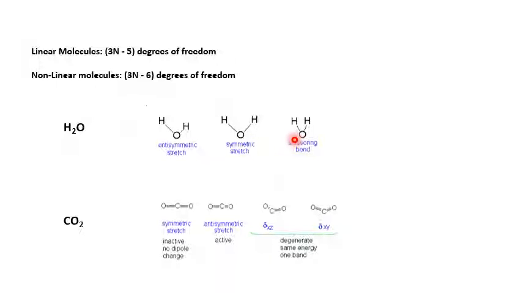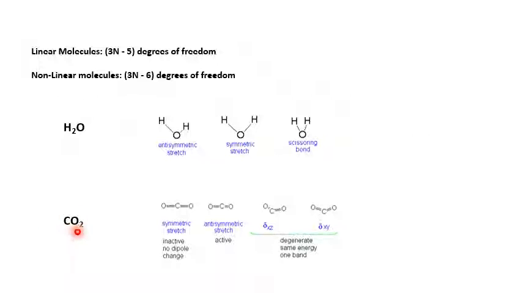Not necessarily do all these 3n minus 5 or 3n minus 6 degrees of freedom have to be IR active. Only those degrees of freedom which are associated with a change in the dipole moment will be IR active. Not all the degrees of freedom will be IR active.